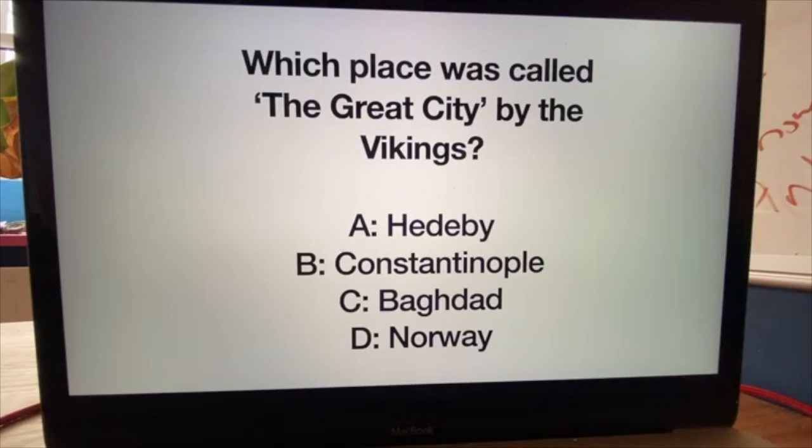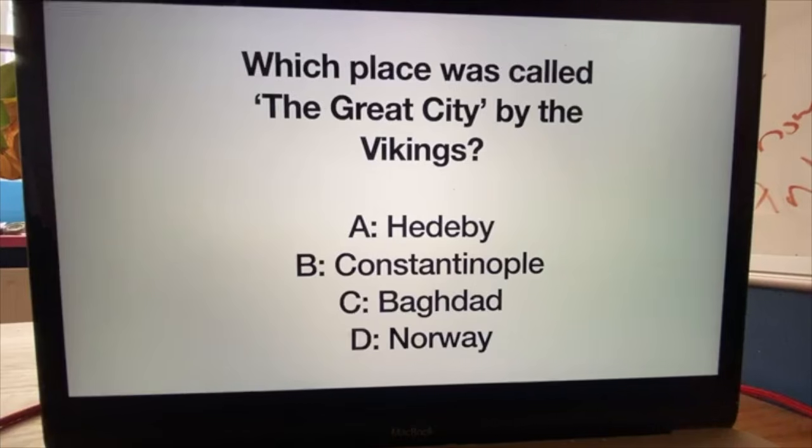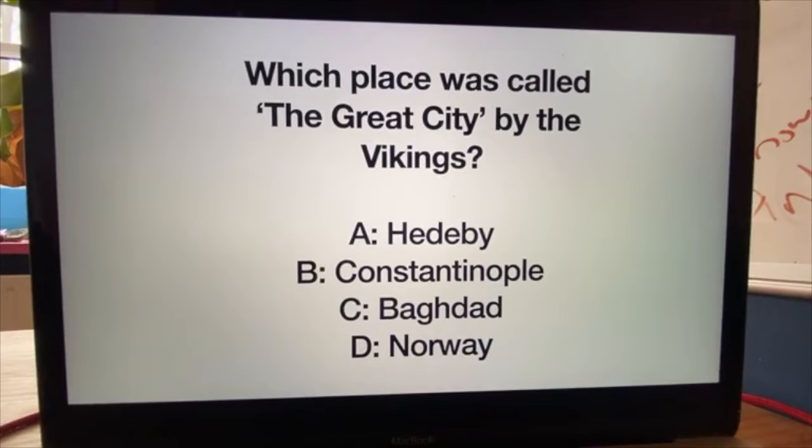Baghdad, the capital of Iraq, was also a huge city in the time of the Vikings. It's just underneath the Caspian Sea on your map. But the answer is Constantinople, which is now called Istanbul, which the Vikings called Miklagard. Oh, such a cool word.